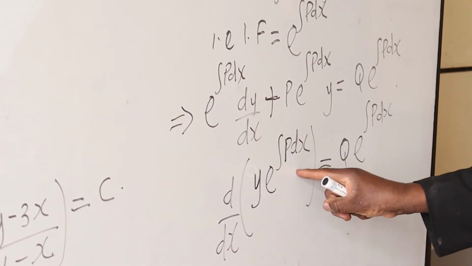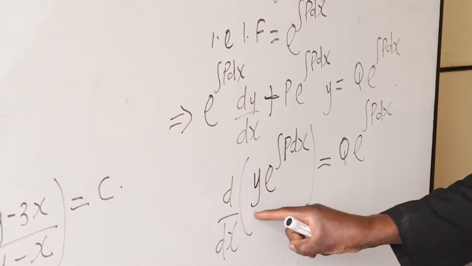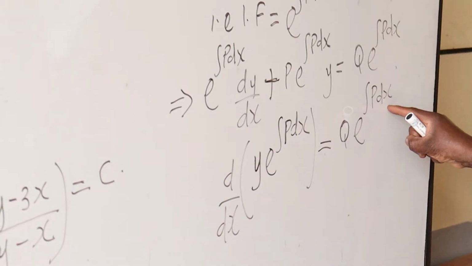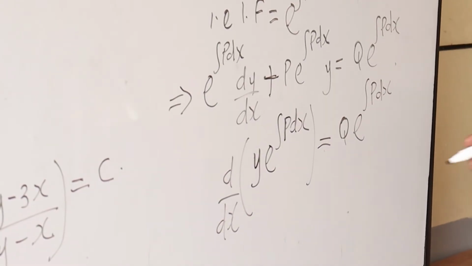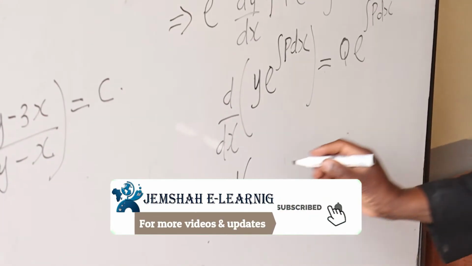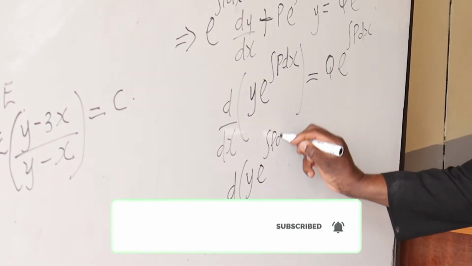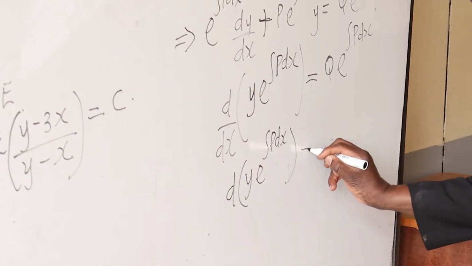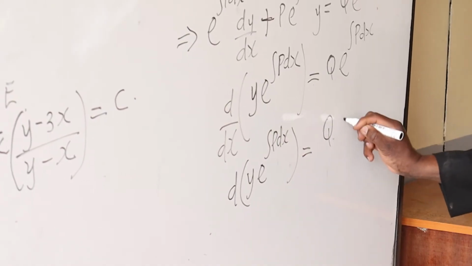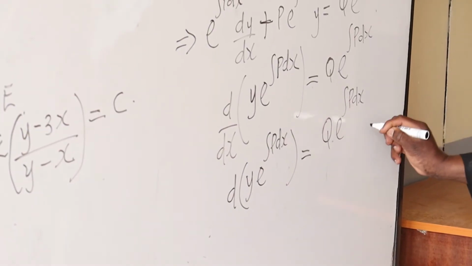Now, if we differentiate this, we get from here up to there. So d/dx of this gives us that, and it is equal to this other one. So from here, we can now say, we multiply both sides by dx: d(y e^(∫p dx)) will be equal to k e^(∫p dx) dx.